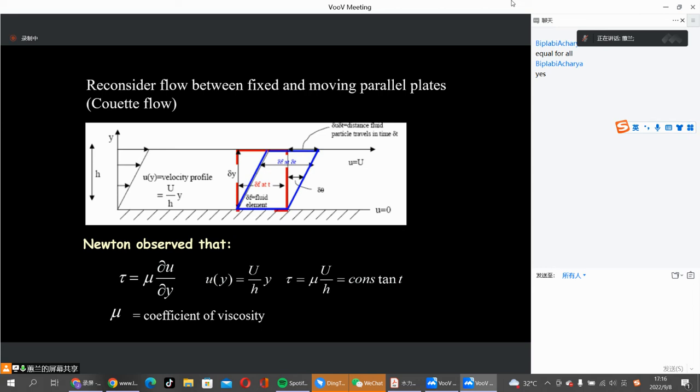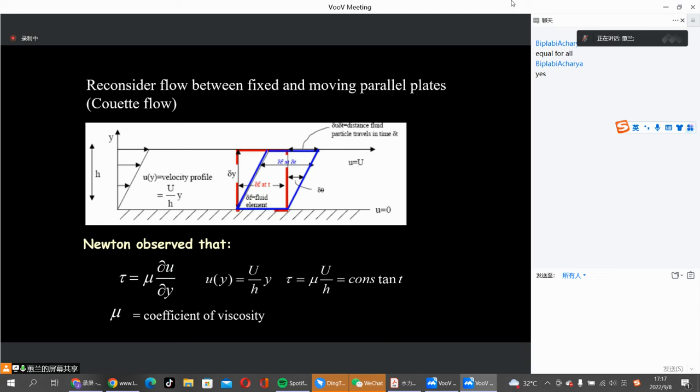So for this, we have the formula by Newton. Again, Newton's second law, the same person. Okay, really, really great one. Again, we consider flow between fixed and moving parallel plates. Again, it's Couette flow. This is the experiment by Newton, okay?